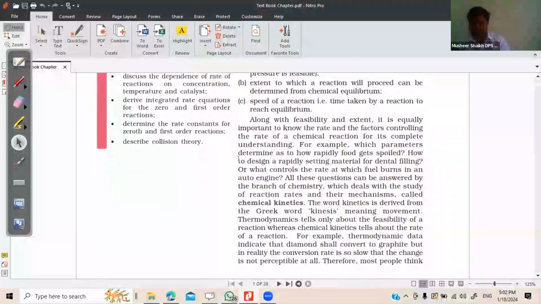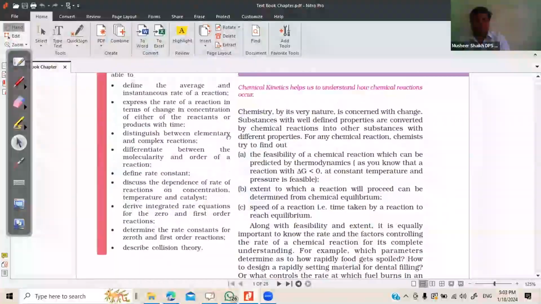That is the order of reaction. We have zero order, first order reactions. T half are the reactions which we have to learn in this chapter. Now, a small brief of this chapter.